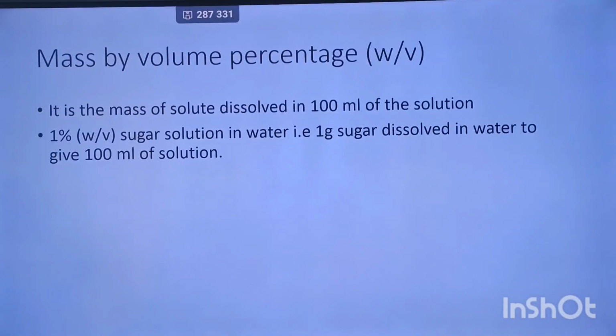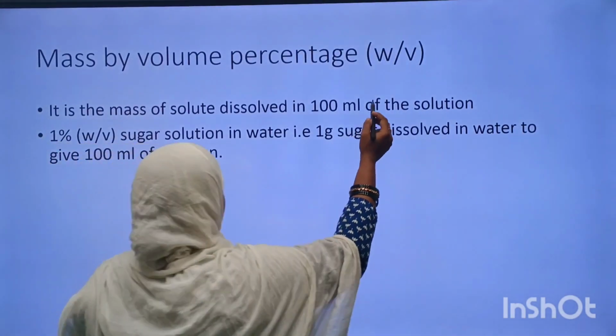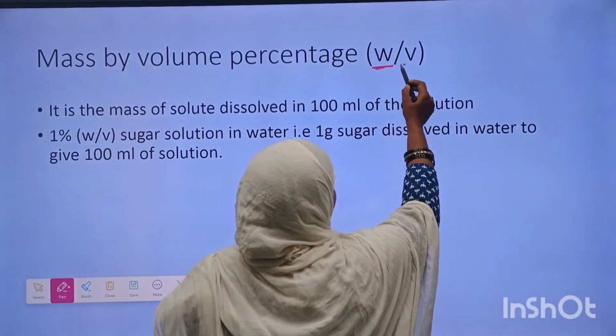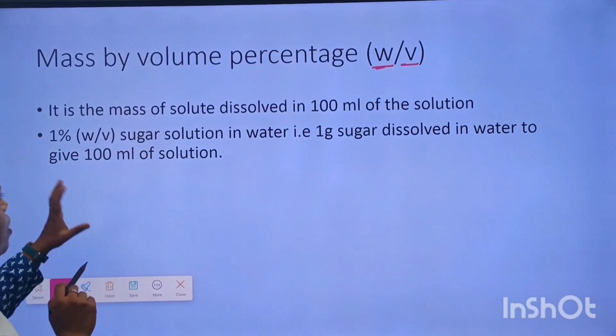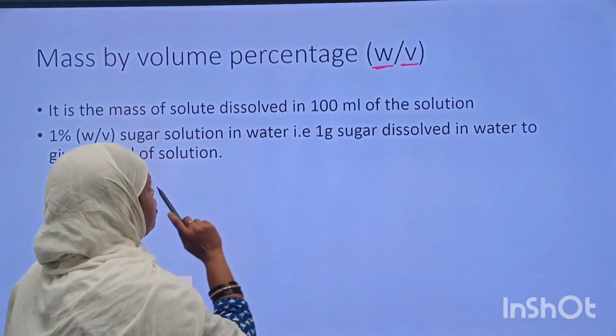Moving further, mass by volume percent is denoted by W/V, where W is for weight and V is for volume. Now it is the mass of the solute dissolved in 100 ml of the solution.